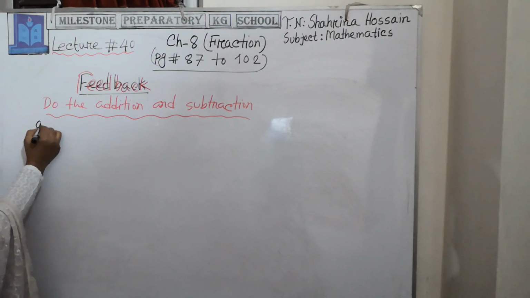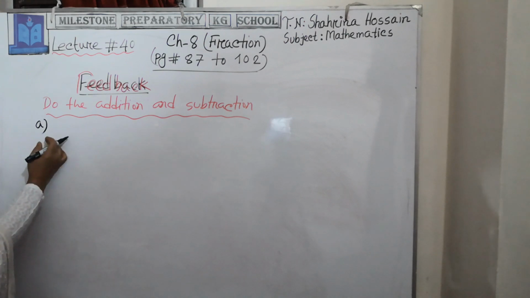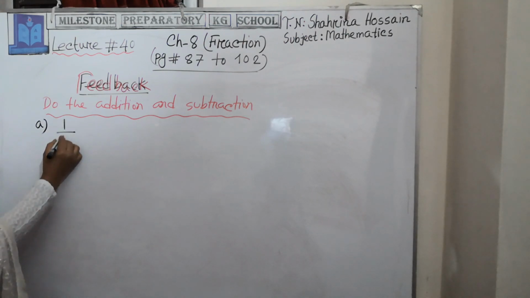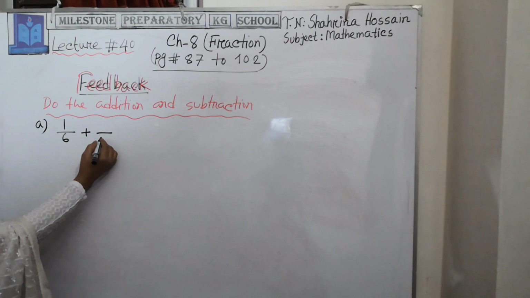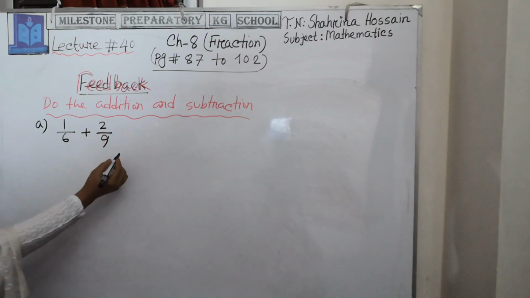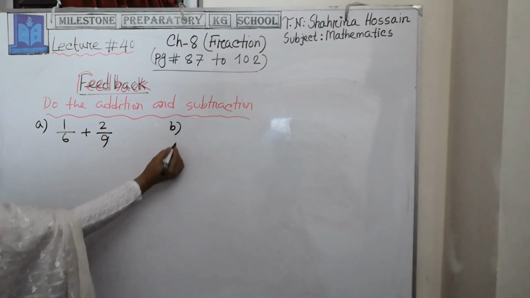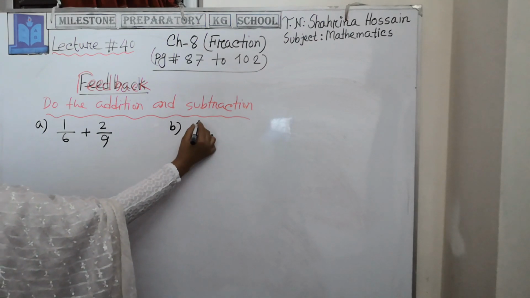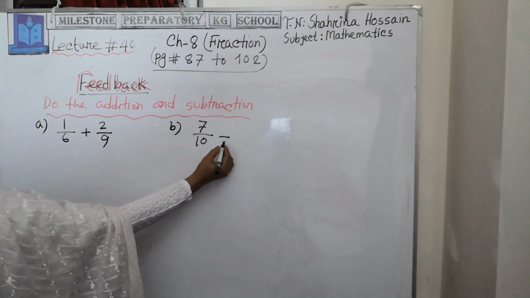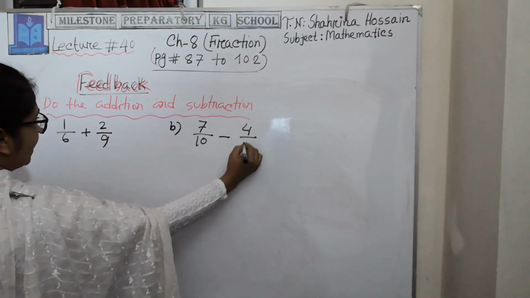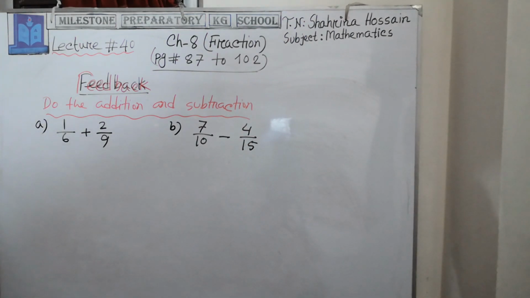Now the feedback session. Number A: do the addition and subtraction. At first addition, 1 by 6 plus 2 by 9. And number B, this is 7 by 10 minus 4 by 15. Do the math by yourself. I will give you time, just try. Try your level best to do it. Can you do it?